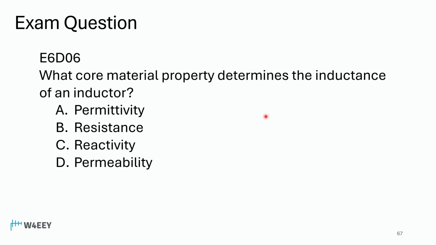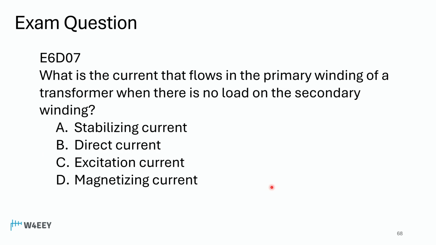What core material property determines the inductance of an inductor? B. B, Delta. Delta, yeah. I couldn't tell if B was B, Bravo or Delta, but it's Delta, permeability. We should use a phonetic alphabet. Yeah, that'd be a good application, absolutely.